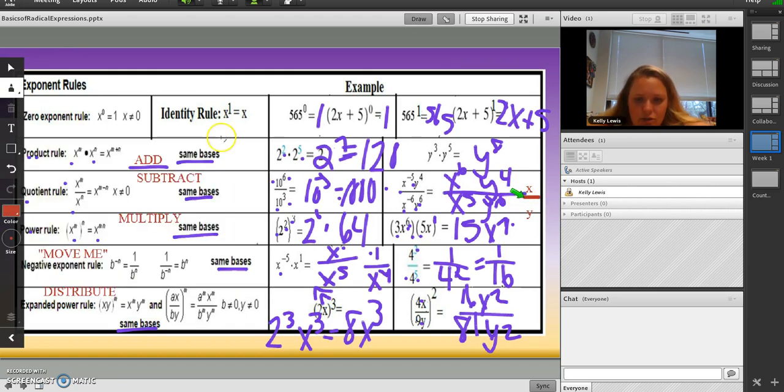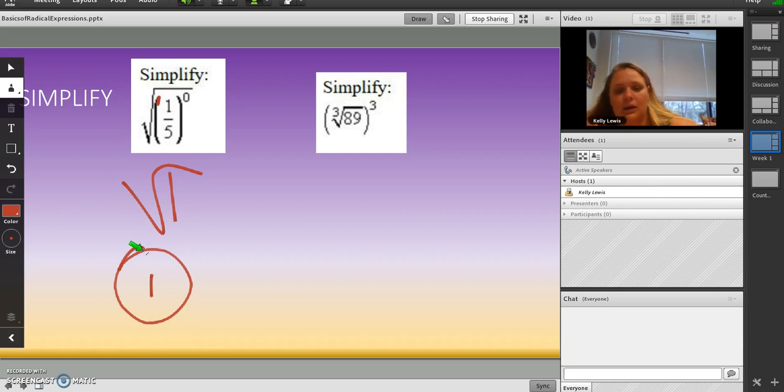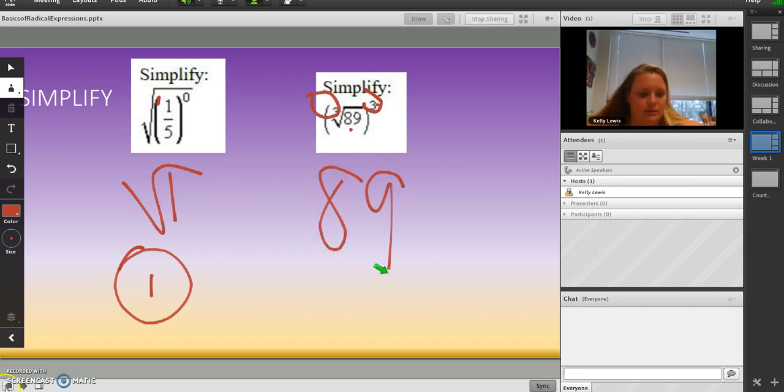All right, and there, you should have watched a video about exponents and exponent rules. I'm just reviewing. All right, let's do a couple problems. So anything to the 0 is 1. So this is really square root of 1, which is just 1. The cubed root of something cubed, these things are inverses, so it's just 89.